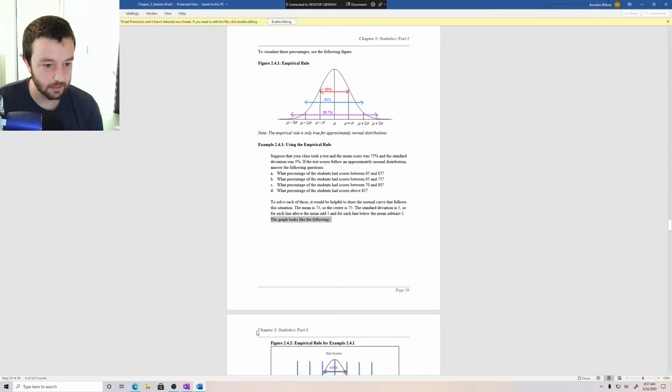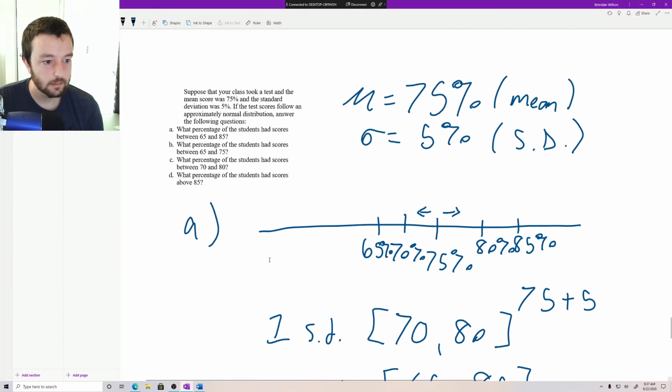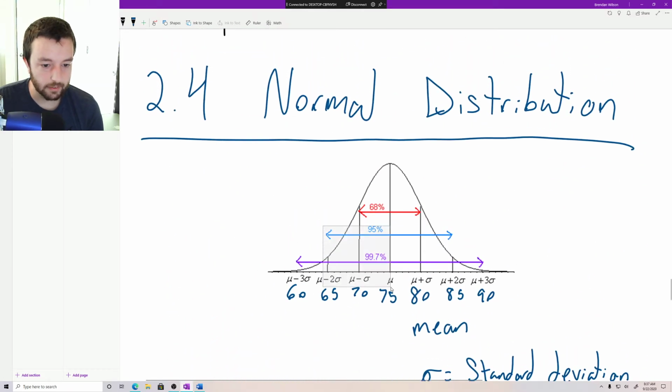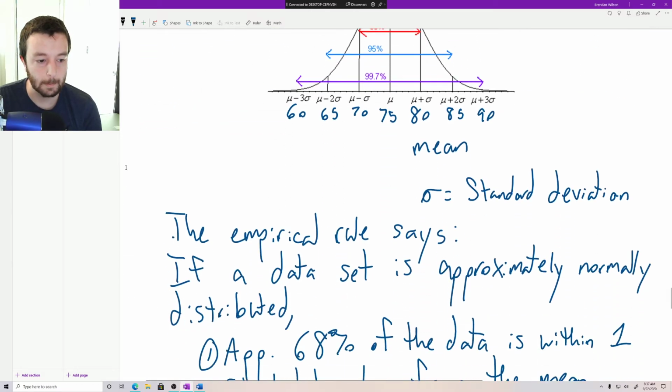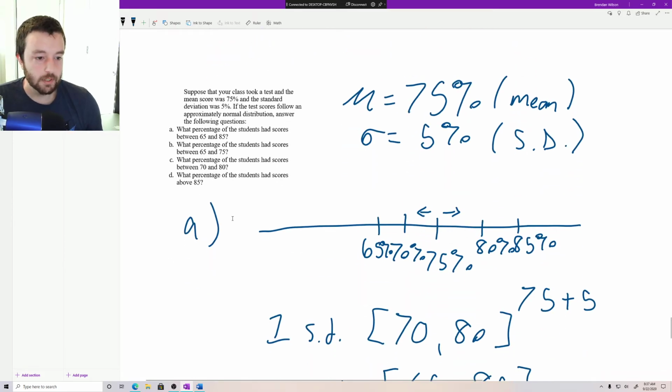Yeah, and we can see the answers here. So you can see B, 47.5%. Okay. All right, so it's exactly half here. Half of 95 is 47.5. Okay. All right, so finally, what percentage of students had scores above 85?